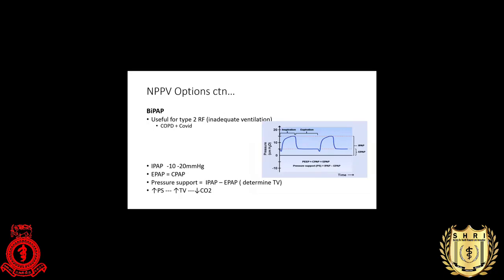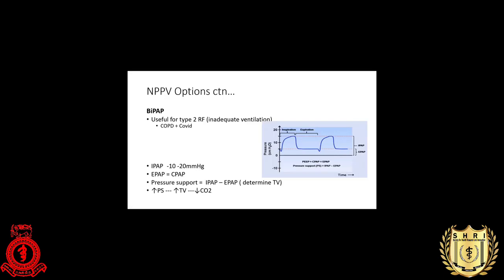BiPAP is mainly for patients with type 2 respiratory failure. That means there's a problem in ventilation. In a COVID patient, you can use it if they have concomitant COPD, or if you see carbon dioxide retention in their blood gas, then you can switch to the BiPAP mode. So the hallmark of this BiPAP mode is that there are two sets of pressure support we are giving to the patient.